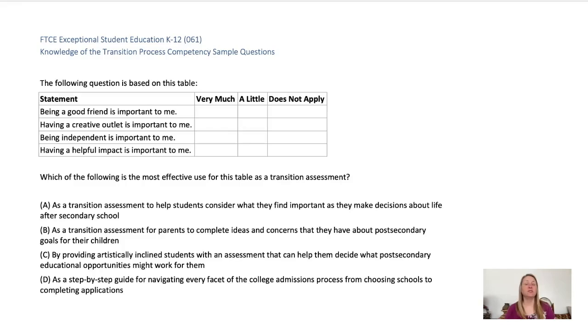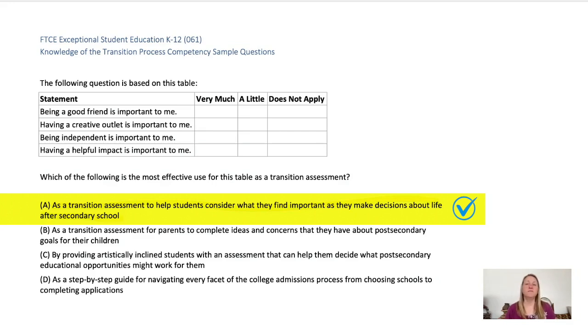B, this table is incorrect. It is designed for students, not parents. C is incorrect. While one statement mentions creativity, the table covers many areas, not just artistic interests. D is incorrect. This is not a step-by-step guide for college admissions. The correct answer is A.